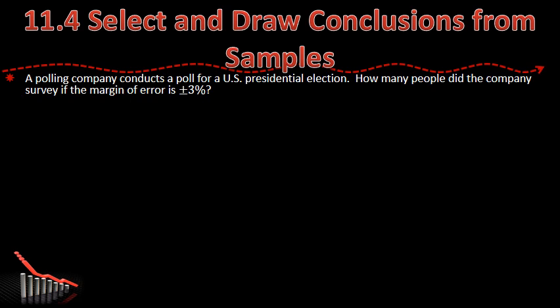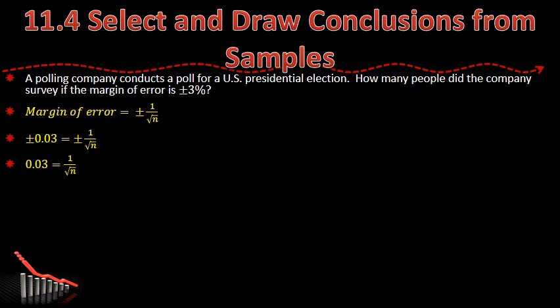A polling company conducts a poll for a U.S. presidential election. How many people did the company survey if the margin of error is plus and minus 3%? Often the margin of error is actually greater than that, which means they're going to poll fewer people. So let's see how many we get. Margin of error is plus and minus 1 over the square root of n. So our margin of error is 3%. I'll write that as a decimal, 0.03.